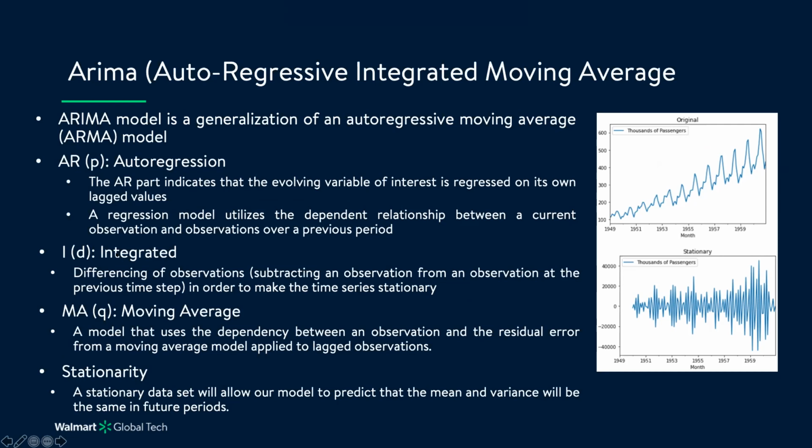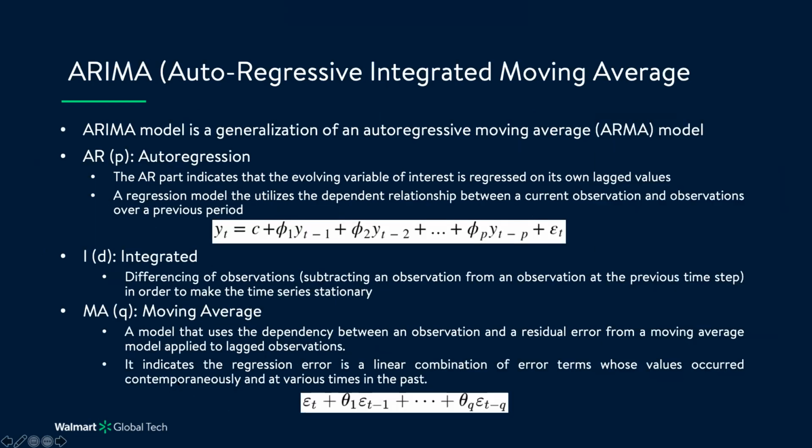And this is something that we've already talked about, the integrated. And the moving average is a model that uses the dependency between an observation and the residual error from a moving average. So we've already talked about this a little bit with the PACF and ACF. You can already see the similarity between these definitions and what ACF and PACF do. And then finally, the stationarity is something that we can achieve by the I term or the D term of ARIMA. Moving ahead, just to talk about a little bit of the definition of ARIMA again here.